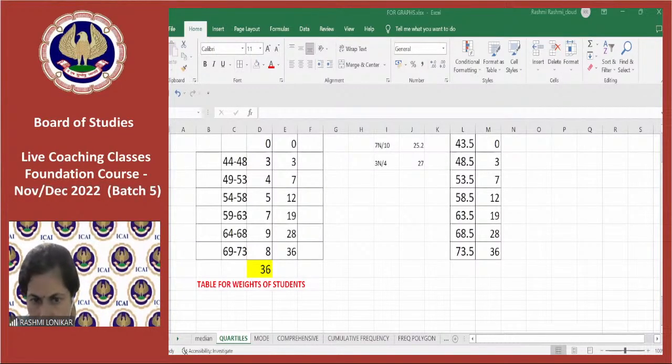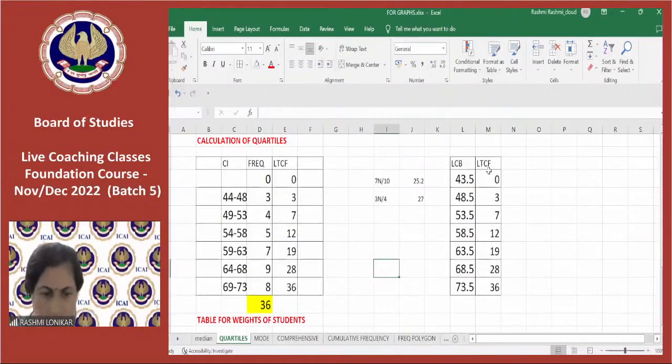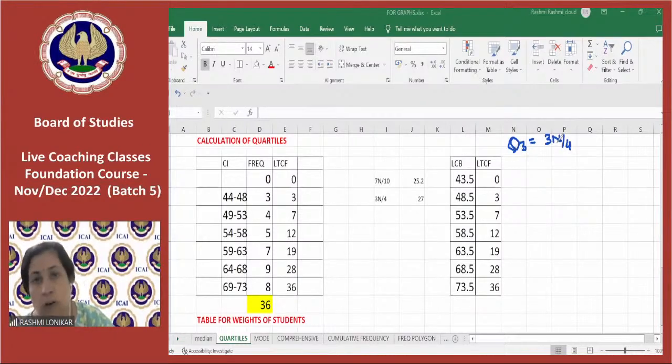So now I have, for Q3, 3n upon 4. For quarter, the denominator will always be 4. For decile, it will be 10. For percentile, it will be 100. So this is 3 into 36 upon 4, which is 27.